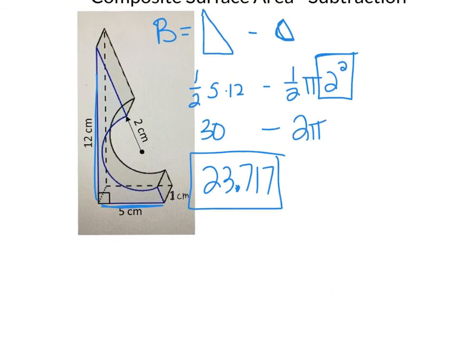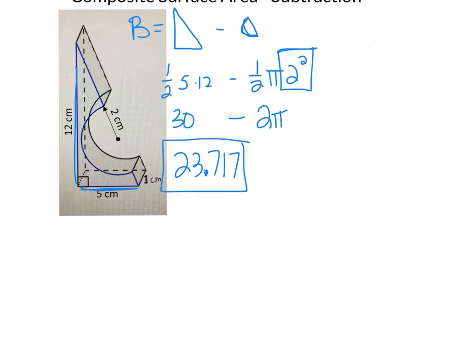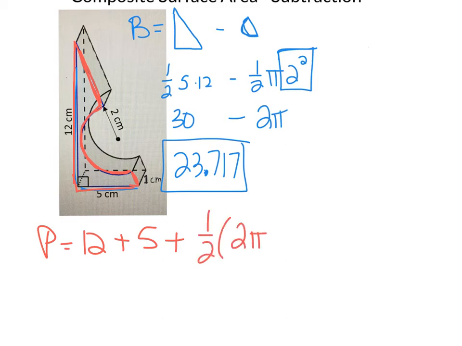Okay, so now let's jump over here and talk about perimeter. Perimeter is the distance around the outside, so this is 12 plus, here's a distance of 5 plus, I'm not sure what that is, and I'm not sure what this is. But I know what this is, right? This is half of your circumference, so 1/2 of 2 pi r. Now let's see if we can figure out all this stuff.